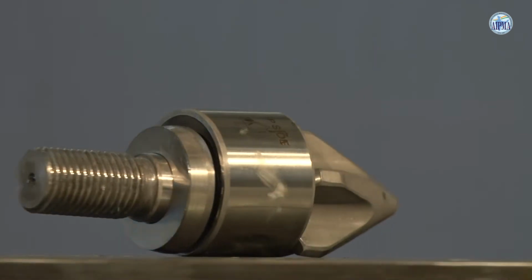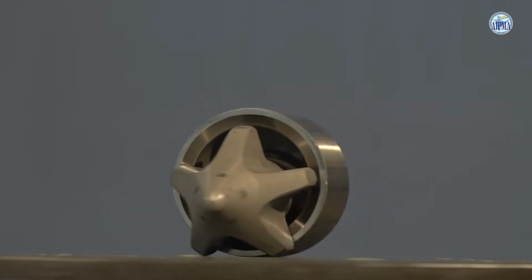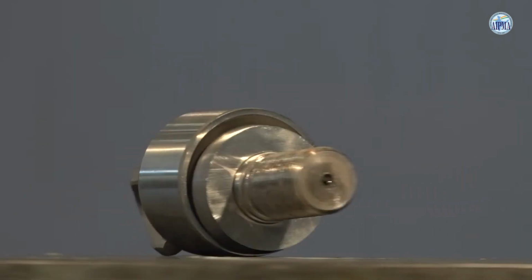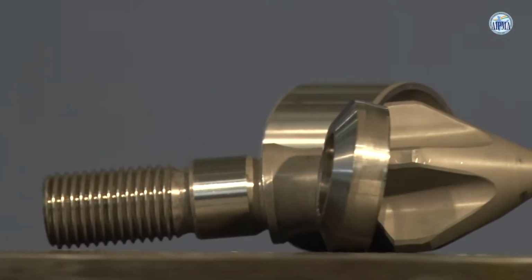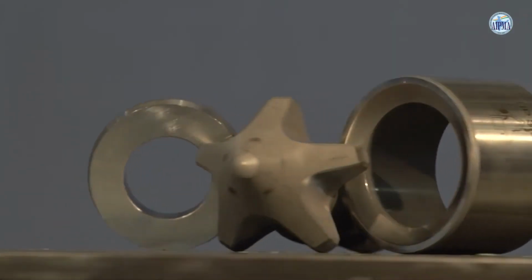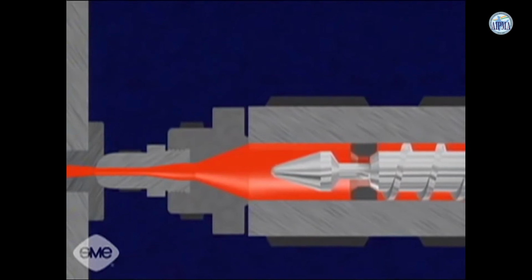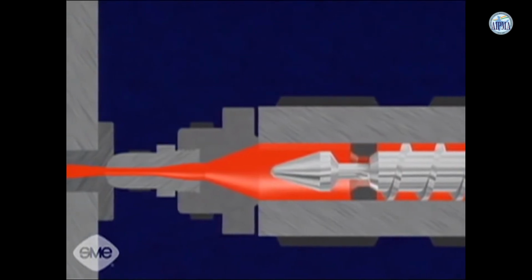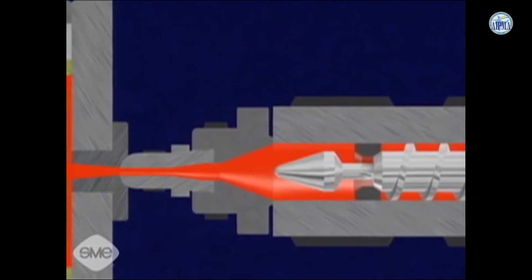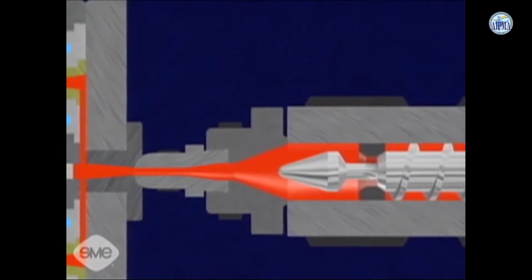Slider set or tip, seat and valve. Slider set fits in front of the screw. It has three parts: tip, seat and valve. It acts like a check valve. It allows the material to pass through during the refilling, but will not allow it to flow back during injection.